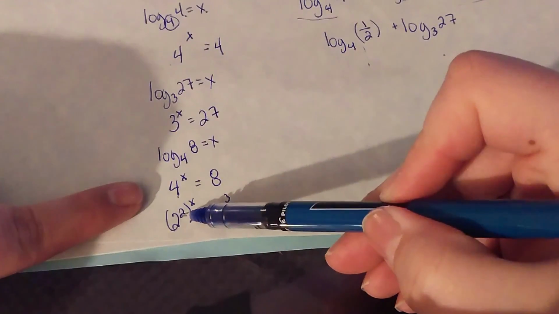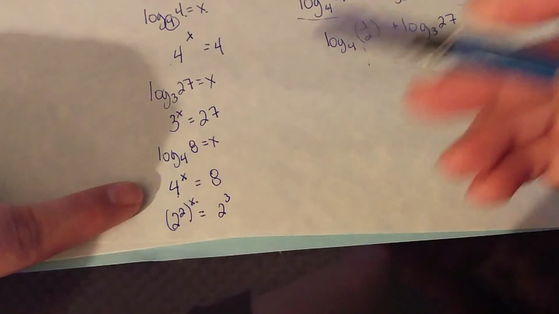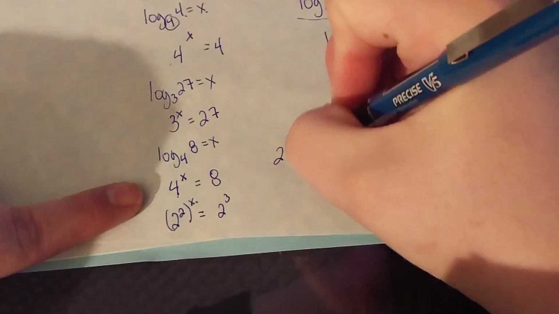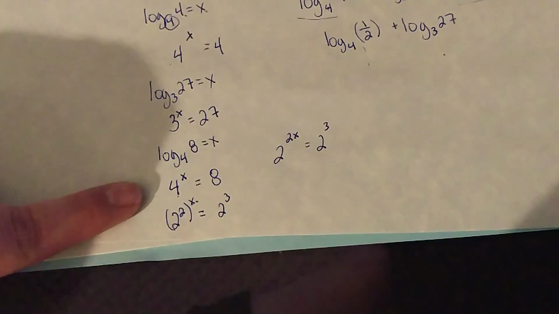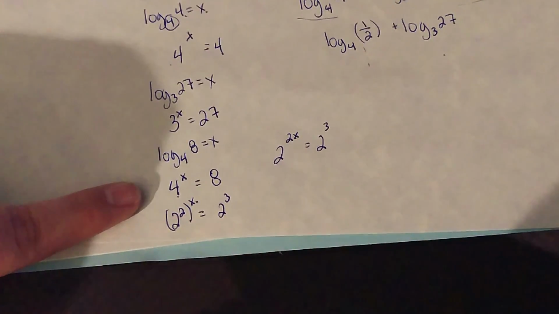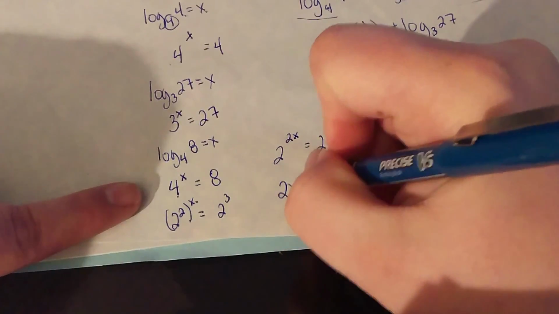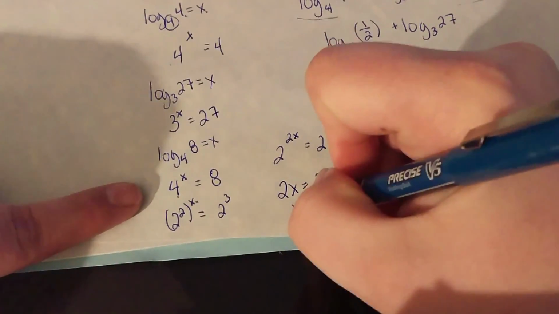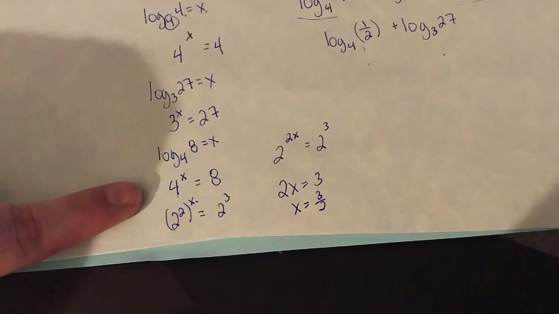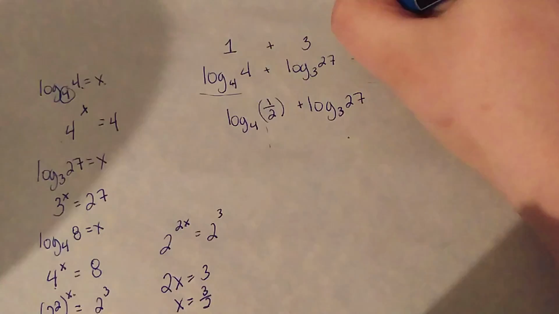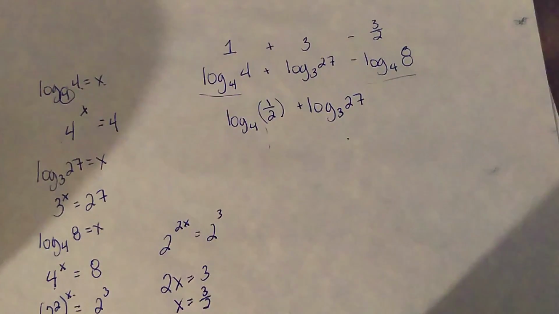Now when you have a power of a power, you multiply those, so this would turn into 2 to the 2x equals 2 to the third power. And now since those bases match, we can assume that their powers also match. So in this case, x would be 3 over 2. That was a lot of work, but it got us that final result. So this was equal to 3 over 2.